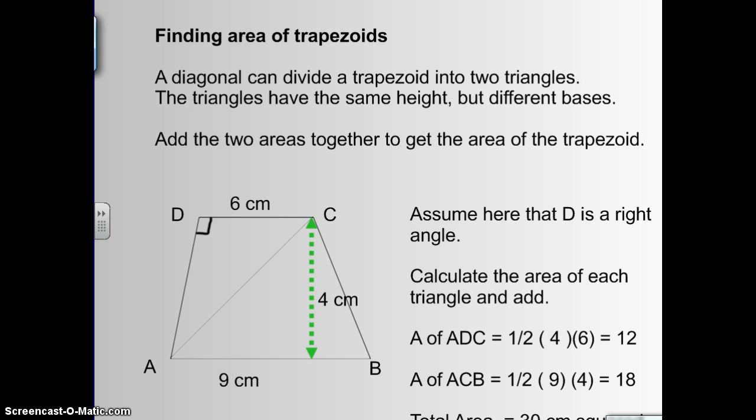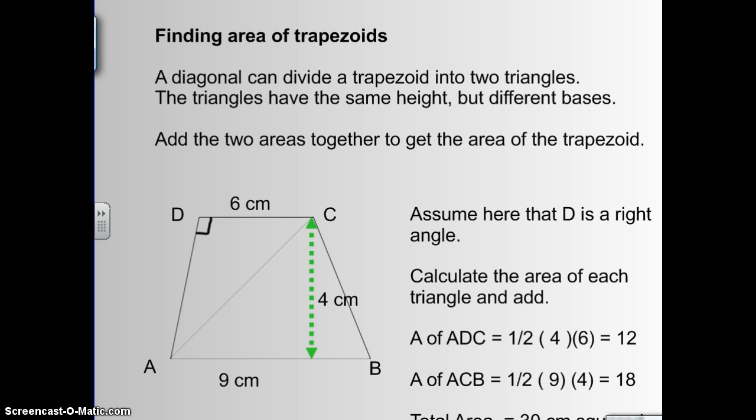Now let's find the area of a trapezoid. Well, the area of a trapezoid is sort of tricky because you need to look at a trapezoid like two triangles. We're going to divide it into two triangles by taking a line across, and in this case I drew it from A to C. These triangles have the same height of 4 centimeters, but they have different bases. So we're going to add these two areas together to get the area of the trapezoid.